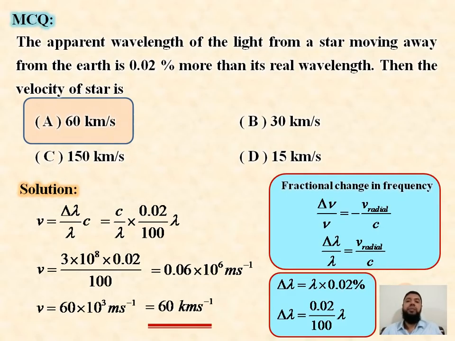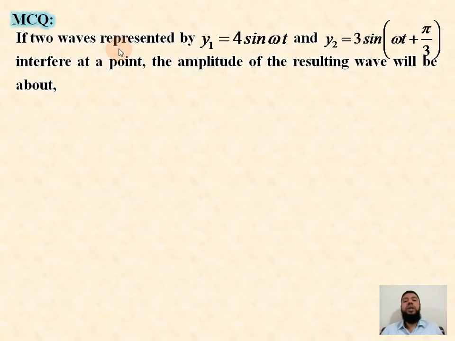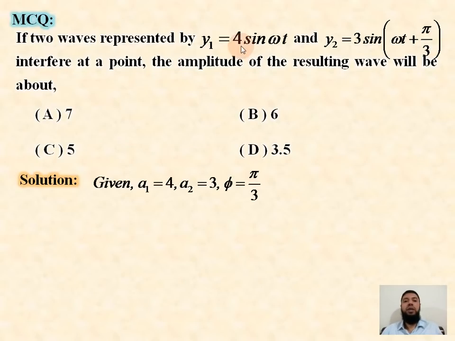Let us look at the next question. If the two waves represented by y1 is equal to 4 sin omega t and y2 is equal to 3 sin (omega t plus pi by 3) interfere at a point, the amplitude of the resulting wave will be about: option A 7 units, option B 6 units, option C 5 units, and option D 3.5 units. Two waves are interfering. The amplitudes of the two waves are given, and the phase difference between the two waves is also given. The amplitude of the first wave is 4 units, the amplitude of the second wave is 3 units, and the phase difference is pi by 3.